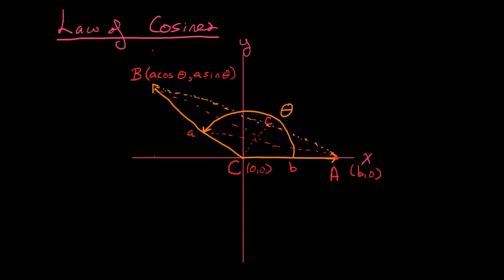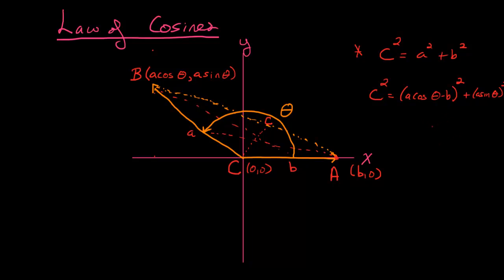So now since we have this, we can remember the Pythagorean theorem: c squared equals the length of one leg squared plus the length of the other leg squared. So how do we make this relationship here? We recognize that our value of c squared is equal to a times cosine of theta minus b, quantity squared, plus a sine of theta, quantity squared.